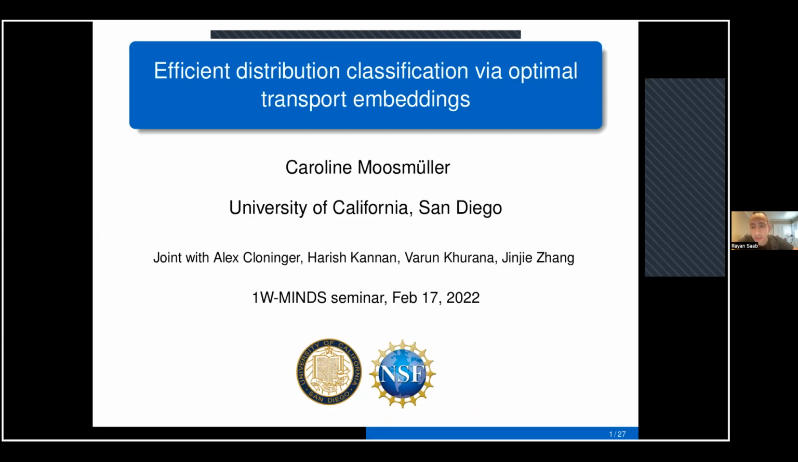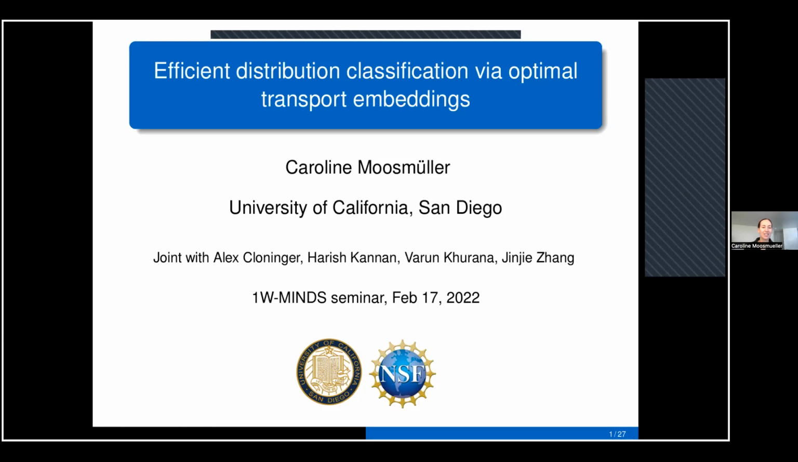Carolyn's research is broad. She focuses on the development of numerical methods for nonlinear and high-dimensional data. She works on optimal transport problems in machine learning, and she's interested in applications to biology and to cancer research. And today she's going to tell us about distribution classification via optimal transport. So it's all yours, Carolyn.